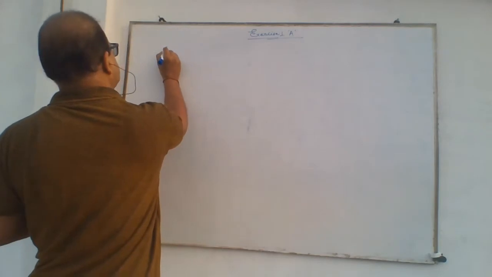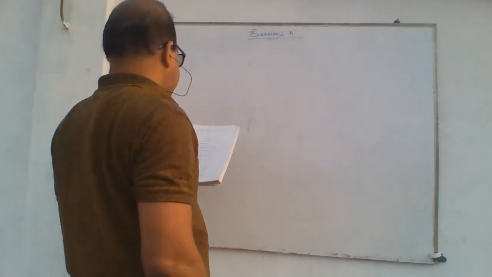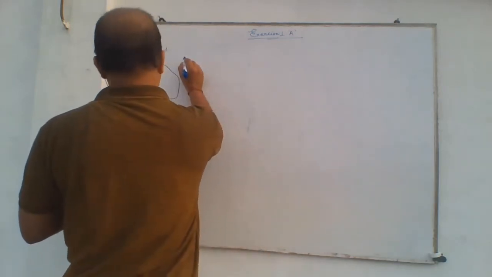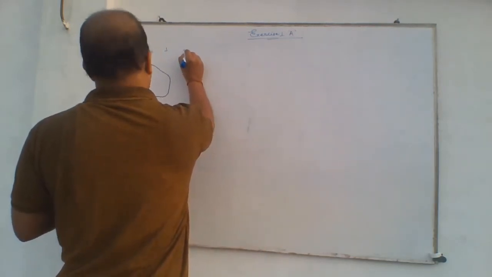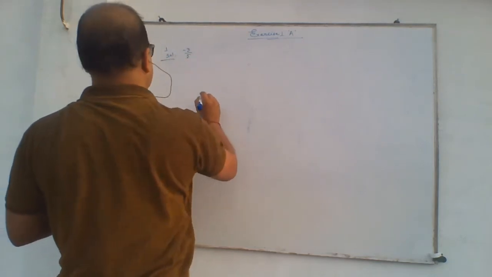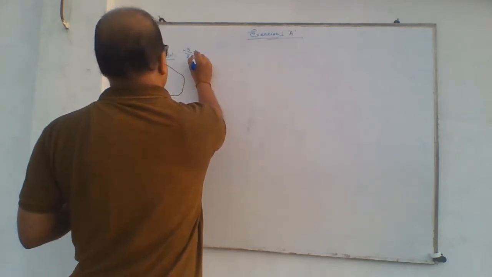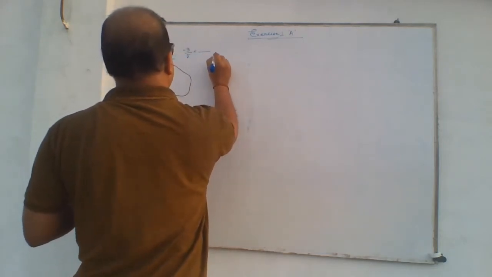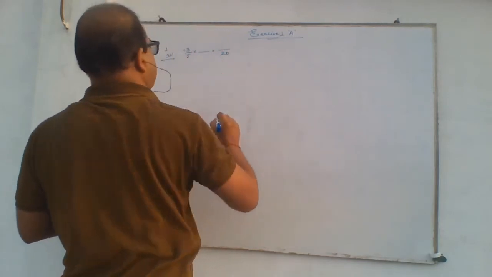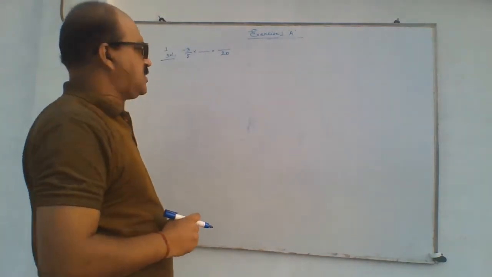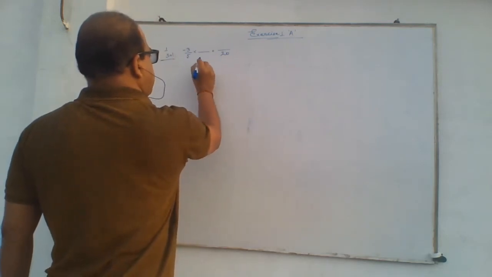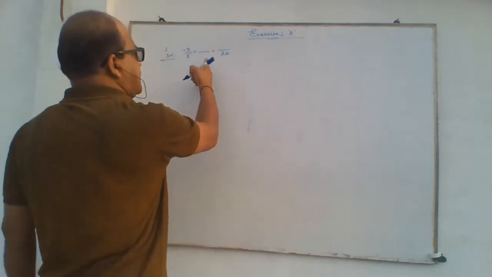The first question is: express minus 3 by 5 as a rational number with denominator 20. So by which number do we have to multiply to get 20 in the place of the denominator? This is your question, minus 3 by 5.